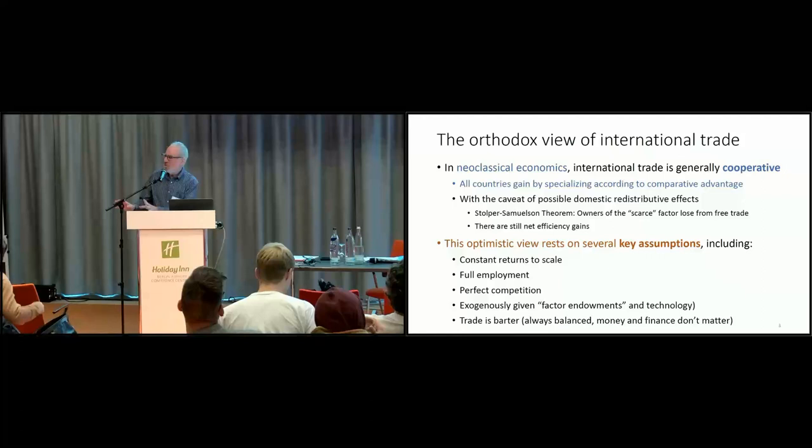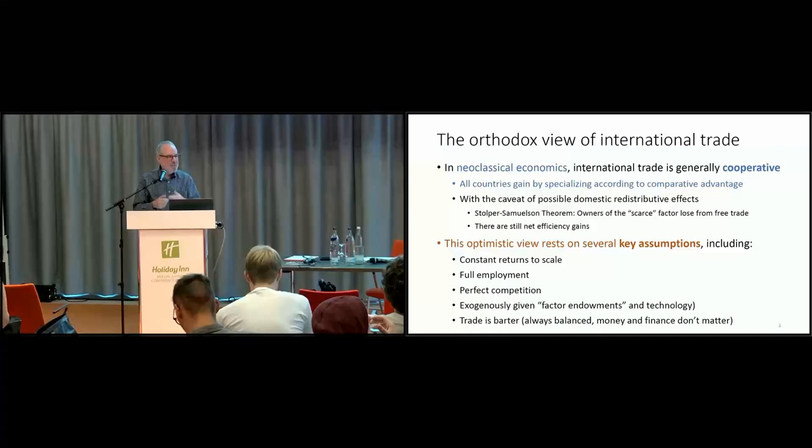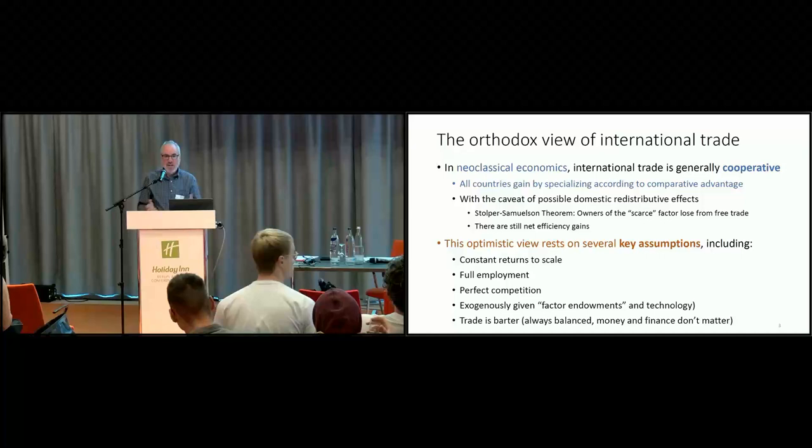There are some footnotes or caveats to this. The famous Stolper-Samuelson theorem tells us that the owners of the scarce factor of production in a country will lose, or may lose, under certain assumptions, may lose absolutely. And there are many other updated versions of that where some group loses either absolutely or relatively. But in all cases, there's always net efficiency gains. So the gains to the winners outweigh the losses to the losers. And as a result, the nation as a whole benefits. And this happens for all countries. That's the sense in which I mean that trade is portrayed as cooperative, that everyone can gain from doing the same thing, which is lowering their trade barriers.